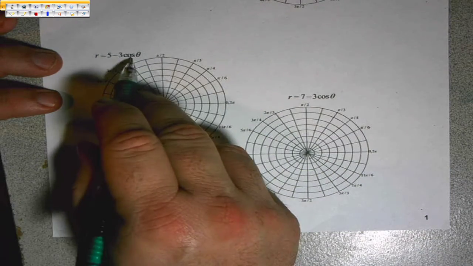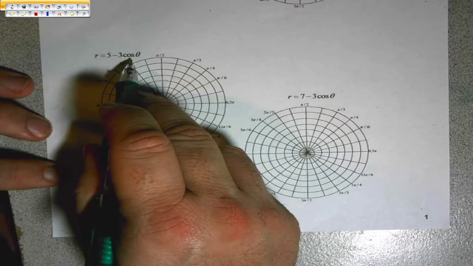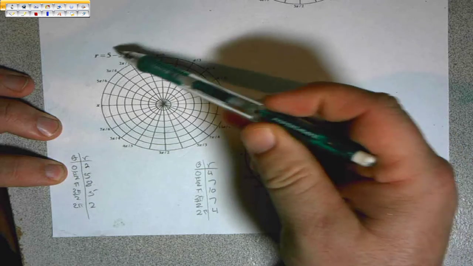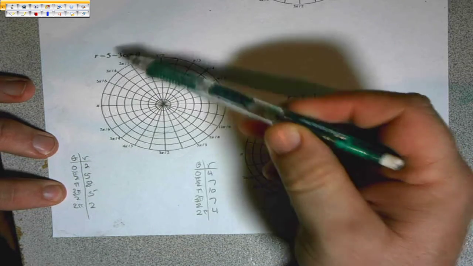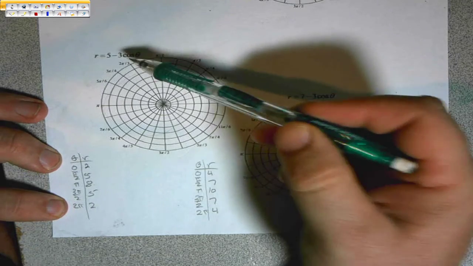0 is 1, so that's 2. Pi over 2 is 0, so that's 5. Pi is negative 1, so there's where we get the 8. 3 pi over 2 is 0, so that's 5. And then 2 pi is 1, so we get 5 minus 3 is 2.